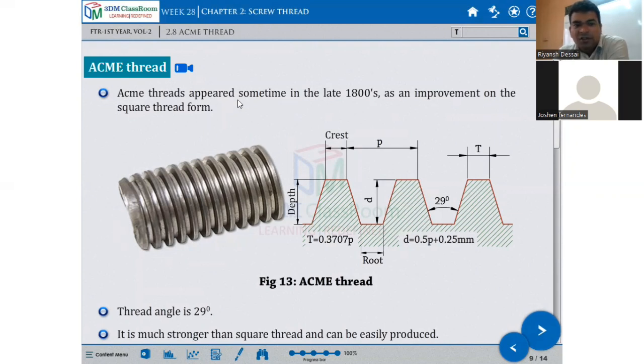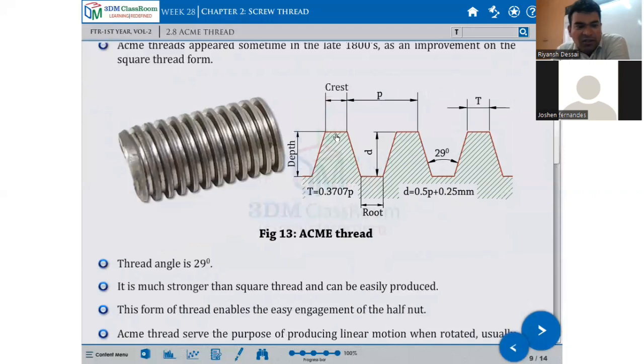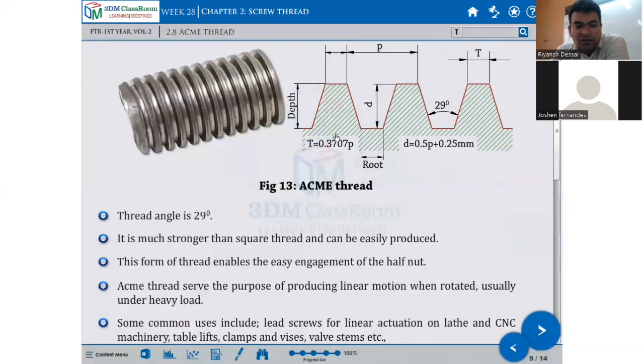The Acme threads appeared sometime in the late 1800s as an improvement on the square thread form. The thread angle is 29 degrees and it is much stronger than the square thread and can be easily produced. This form of thread enables easy engagement of the half nut.